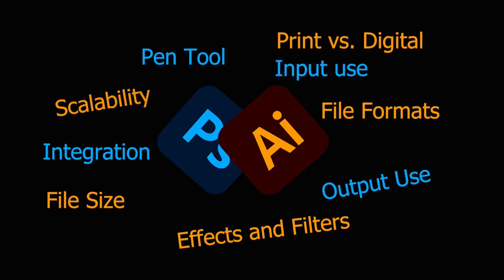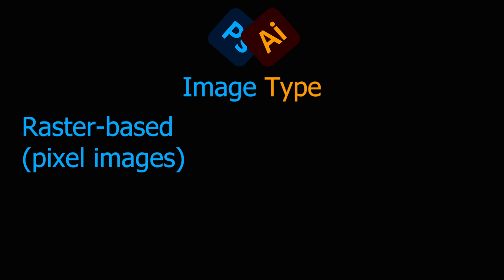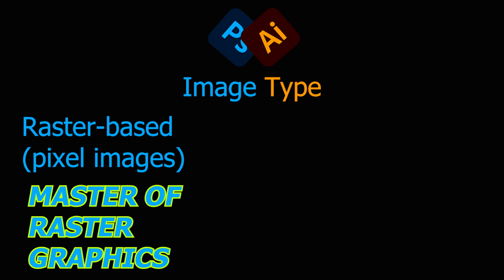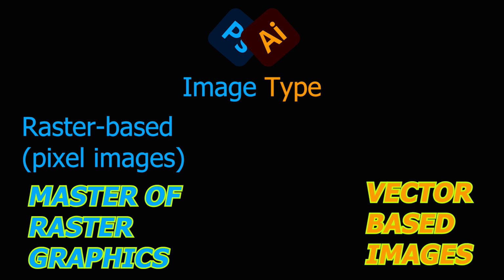Let us start with image type. Adobe Photoshop image type is pixel-based image. That's why we said Adobe Photoshop is the master of raster graphics. So its image is pixel-based. Whereas Adobe Illustrator, it is vector-based images. Its images have mathematical paths and shapes.